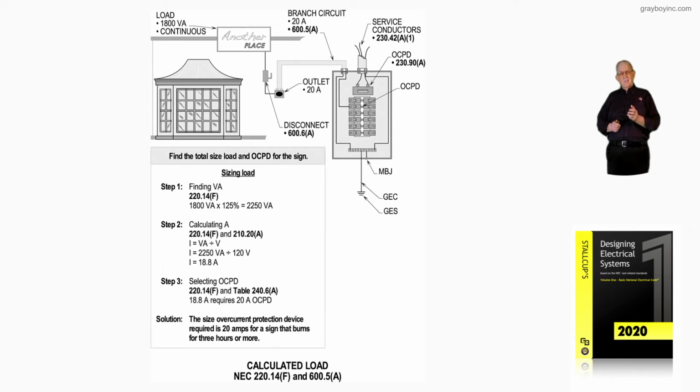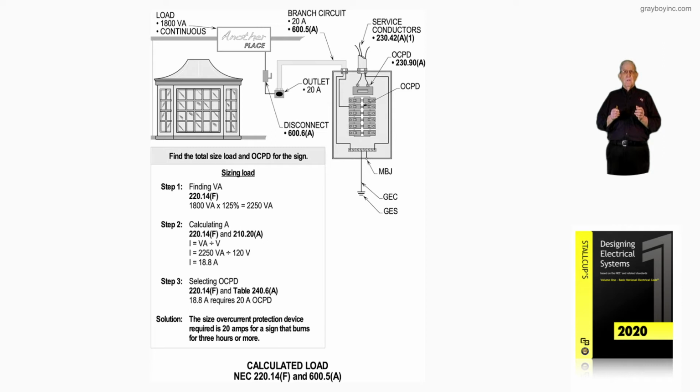230.42A1 is using this calculation for service conductors. 230.90A is sizing your overcurrent device. And a disconnect is required within 50 feet of the sign in accordance with 600.6A, and within sight, out of sight, and so forth in accordance with Article 100 for the disconnect. But these are the general rules, and we're going to find the total load and overcurrent protection for the sign.